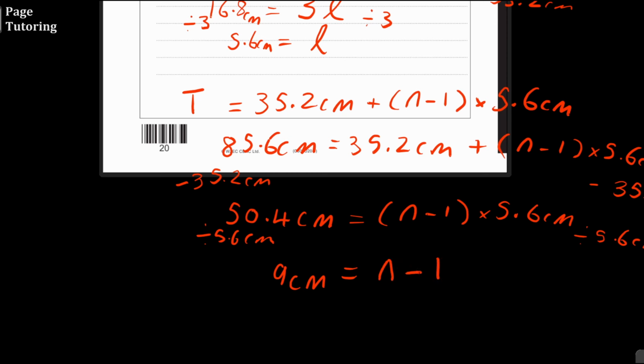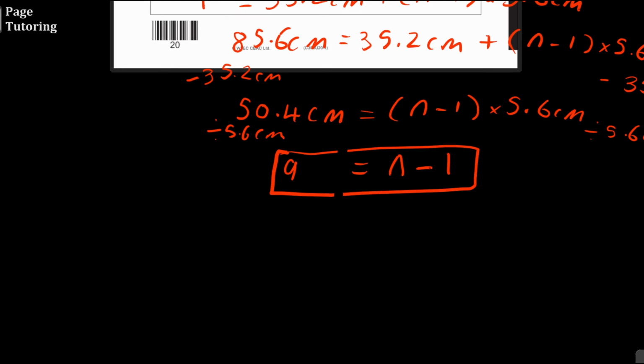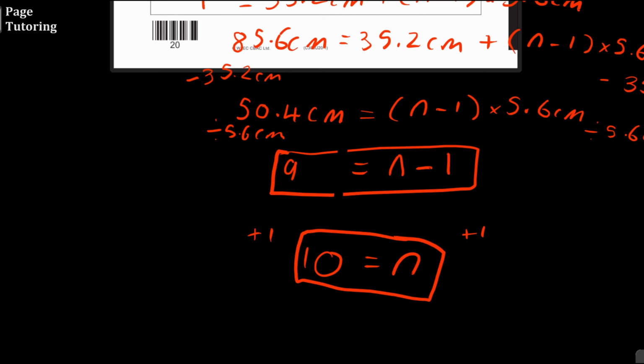When we divided through, we were dividing 50.4 centimeters by 5.6 centimeters, so actually there's no centimeters there. When you're dividing through, the units also cancel out. So now we just have 9 equals n minus 1. Okay, so what would n be? We still want to solve for n, we don't have n on its own. So all we're going to do is add 1 onto each side. Add 1, add 1. So you'll get 10 equals n. And that there is the final answer.